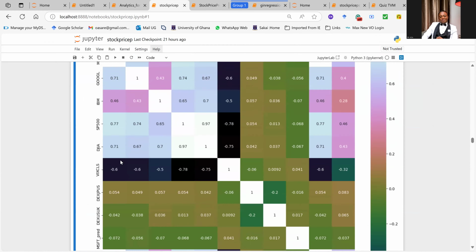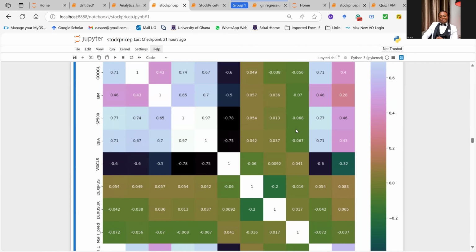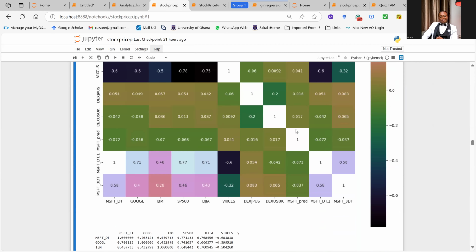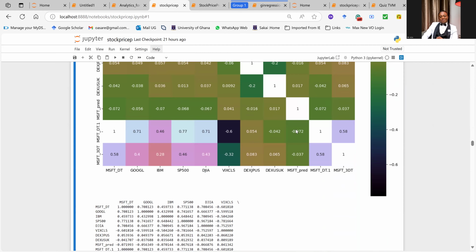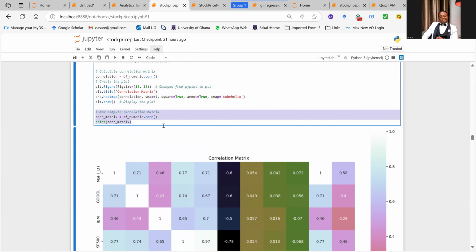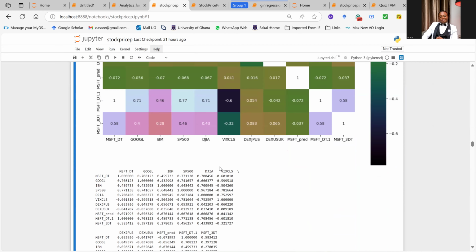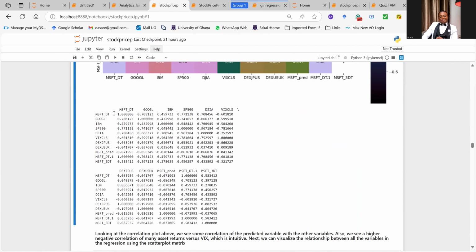Remember, you have one that is your variable in question. Our variable in question is this one here, MSFT, Microsoft predicted. When you look at this column, it tells you that there seem to be some positive correlations and some negative correlations for MSFT with some of the variables. I decided to generate an actual correlation matrix here. This is the one that is here. And when you print it, because the heat map here is not showing much, okay, when you look at the correlation matrix here, it gives you a lot of decimals.